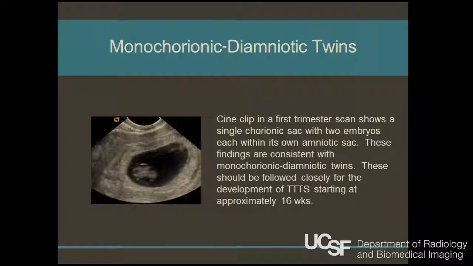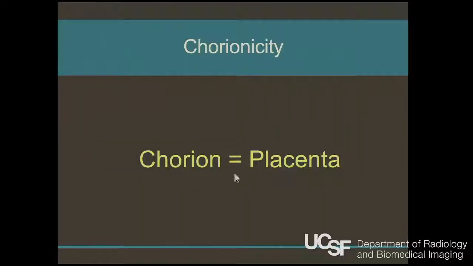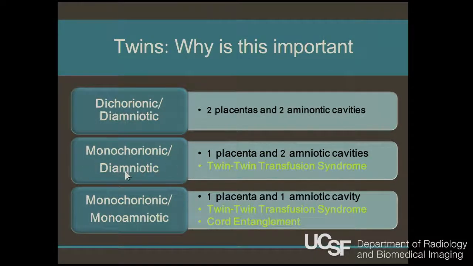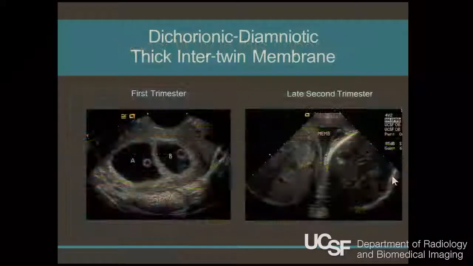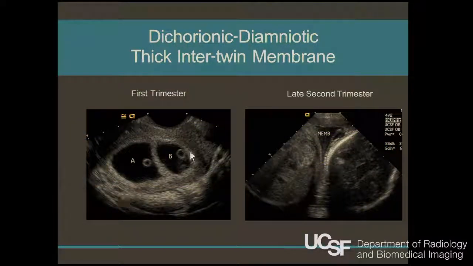This is monochorionic diamniotic. The trick here, because I think this is what throws people off, is that the word chorion substitutes for the placenta. So dichorionic, there are going to be 2 placentas. Monochorionic, there's going to be 1 placenta. The important thing is that monochorionic pregnancies share placental circulation, and you run into twin-twin transfusion syndrome. What happens a lot is that people don't diagnose it as monochorionic early on, and they end up getting in trouble. So this thick intertwin membrane is the key thing here, because you have the 4 layers, 2 chorionic layers, 2 amniotic layers.